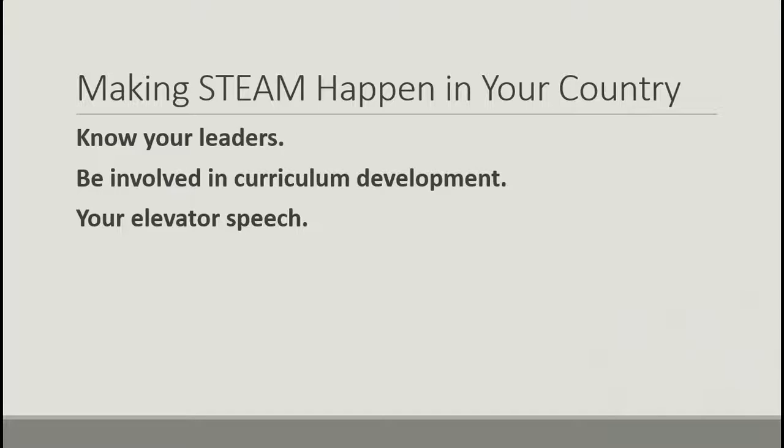But making STEAM happen in your country means that you really need to know who your leaders are. You need to know who is making education policy in your countries, and you need to find a way to connect with them. Which means that any opportunity that you have to be involved in curriculum development at a national level is something you need to pursue. I would also encourage you to begin thinking about your elevator speech.